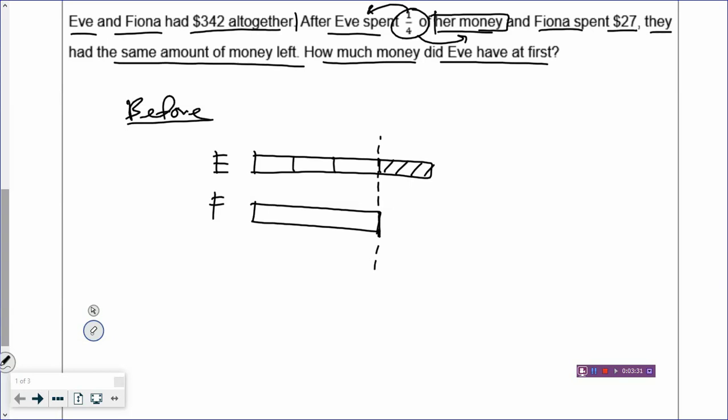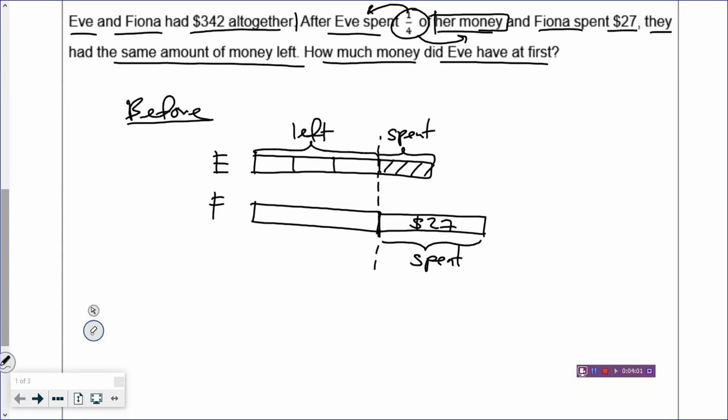Now we don't know who has more money, so we can assume. So maybe let's assume that Fiona has more money. So I'm going to draw out Fiona's rectangle even longer, and this is the money that she has spent, which is $27. So Eve spent 1/4 of her money, and Fiona spent $27. And then what do you see? In the end, they have equal amounts of money left. So the leftover will be here and over here.